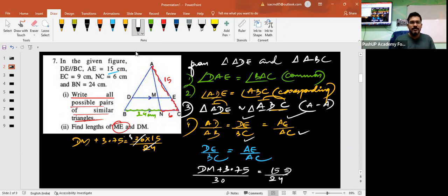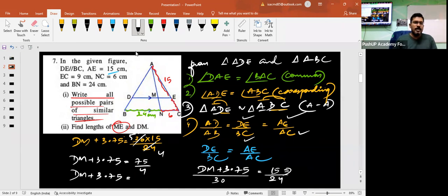So this is 6 5s and this is 6 4s. So DM plus 3.75 is equal to 15 into 5, which is 75 divided by 4. So DM plus 3.75 is equal to, what is 75 divided by 4? 75 by 4 is 18.75. Therefore, DM will be the difference of 18.75 and 3.75, which is equal to 15 centimeters.